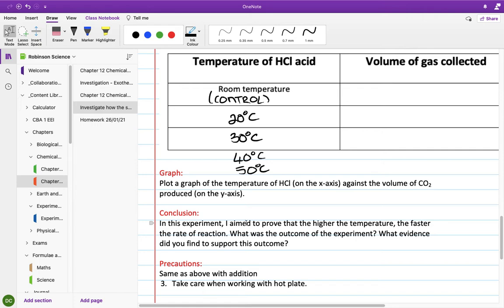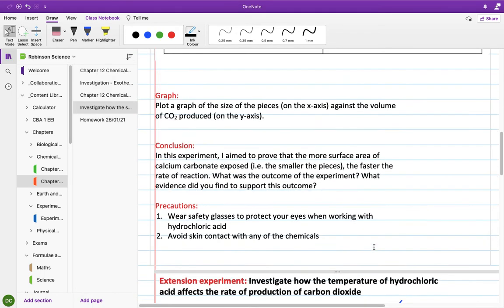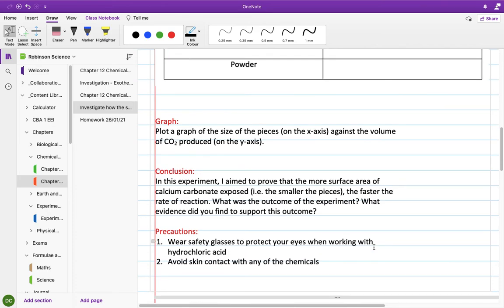And then your conclusion. You can write your conclusion when you write out the question, like what was the outcome of the experiment. Leave a line or two for the answer. Okay, so that's your homework for Tuesday. Okay, let me know if you have any questions.